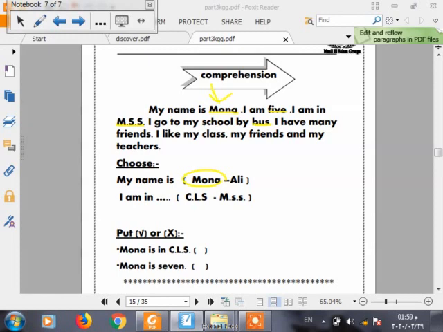Okay, my name is Mona, I am 5, I am in MSS. So, she is in MSS. Make a circle around it. Here, put right or wrong. Mona is in COS. No, if we go back to our paragraph, we will find that she is in MSS. So we will put the wrong sign. Mona is 7. Back to our paragraph. My name is Mona. I am 5. So she is 5. Make it wrong.